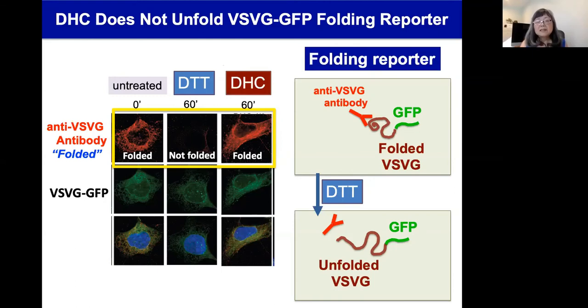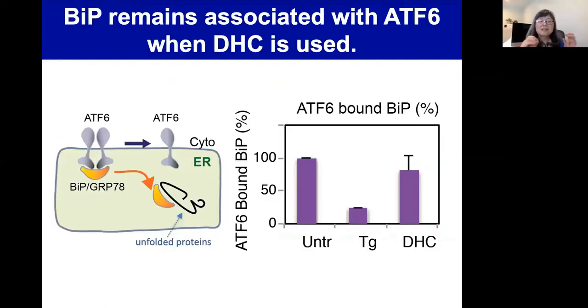So this suggests that folding capacity in the ER may not be changed too much. But because this is one protein, and also a viral protein, we wanted to make sure, and we performed a variety of different experiments. Due to time, I don't have time to go over every single piece of data, but I'm going to show you two key experiments. One of them is the association of the major chaperone with ATF6.